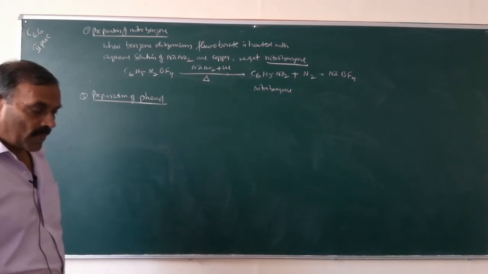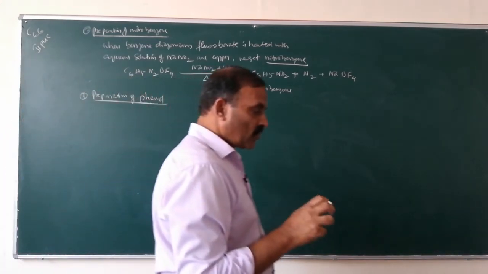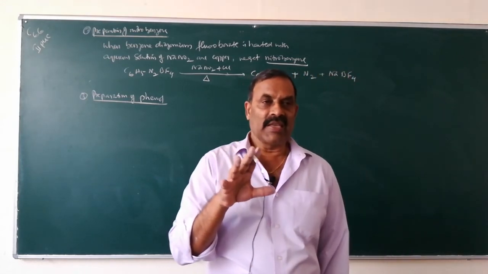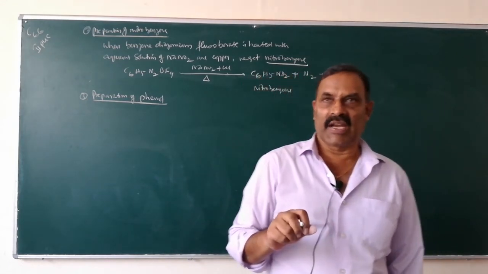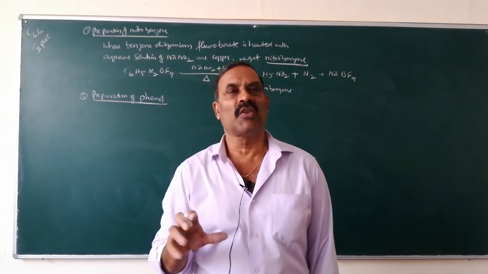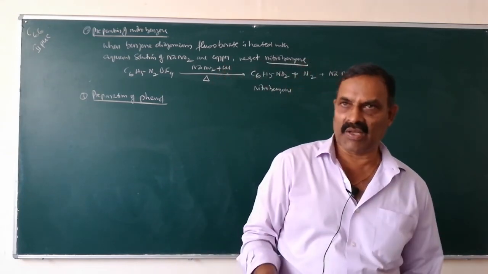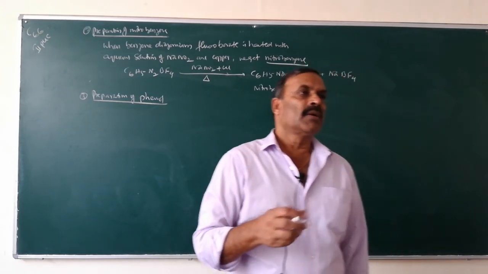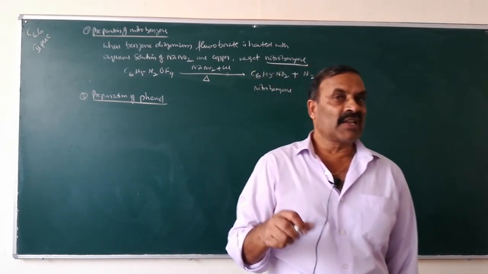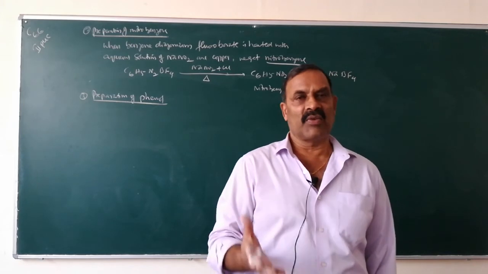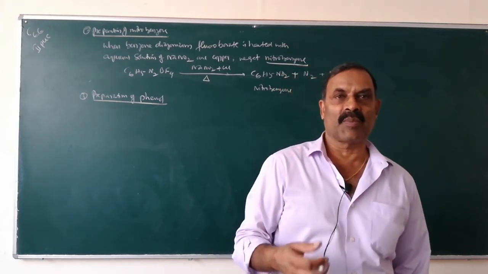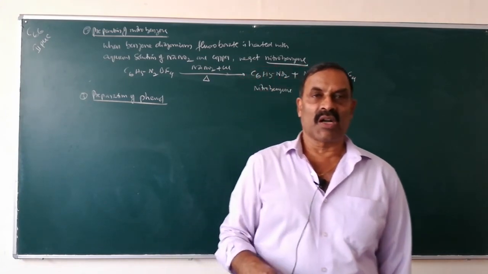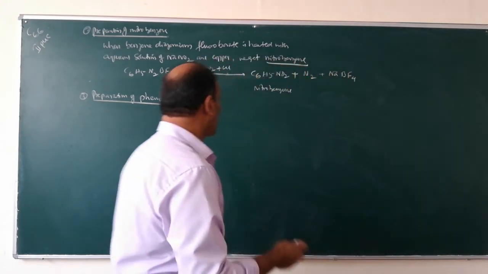So you know, benzene diazonium chloride cannot be stored in the solid form because it is highly unstable. When it is dissolved in very cold water, 0 to 5 degrees centigrade, it is somewhat stable. When the temperature is raised, what happens? This benzene diazonium chloride reacts with water, forming phenol.